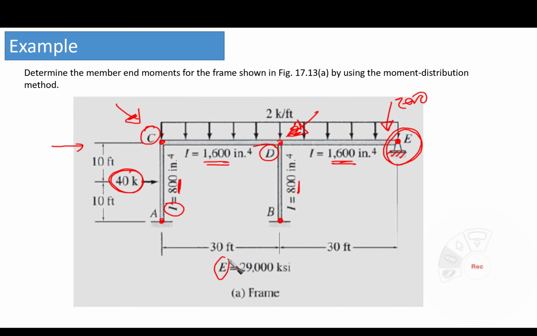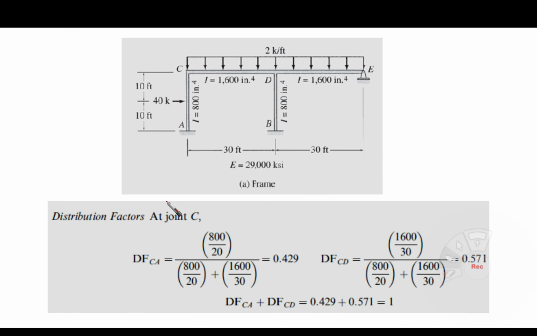E is constant for all members, 29,000 KSI, and the distances are 30 foot and 30 foot, and here it is 20 foot for the column's height. Okay. Now let's go to the next slide.